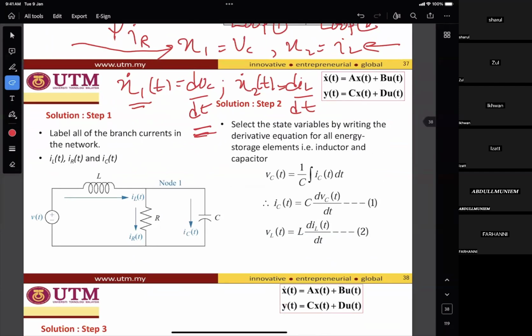So now we have labeled the IL, IR, and IC, and the node over here. Then select the state variables by writing the derivative equation for all energy storage elements, which are the inductor and capacitor. Why do we call the inductor and capacitor energy storage elements?